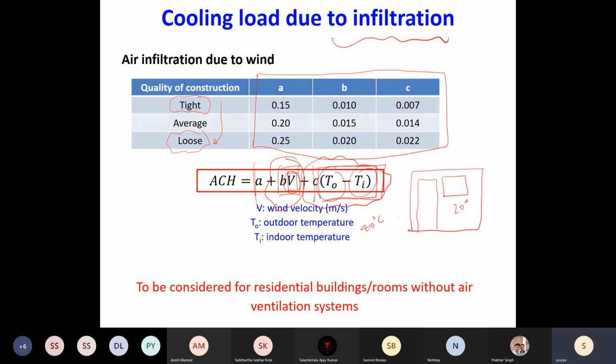If you move across an air conditioned room from the bottom gap of your door, you can feel that draft, no? You can feel the draft of air coming out.